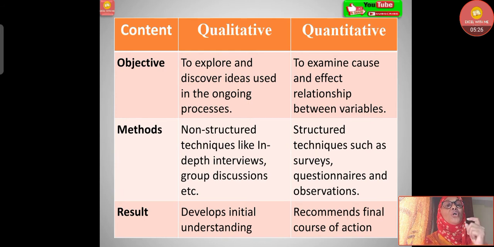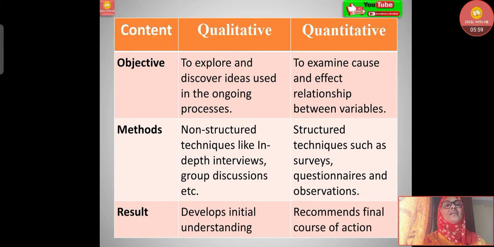Now, quantitative: to examine the cause and effect relationship between variables. What is the cause of this? If this is the cause, what will be the effect? Cause and effect relationships will be understood with quantitative research. Now, what are the methods applied in qualitative research? Non-structured techniques like in-depth interviews, group discussions, etc. Quantitative uses structured techniques such as surveys, questionnaires and observations. Standardized tests will be there in quantitative research.